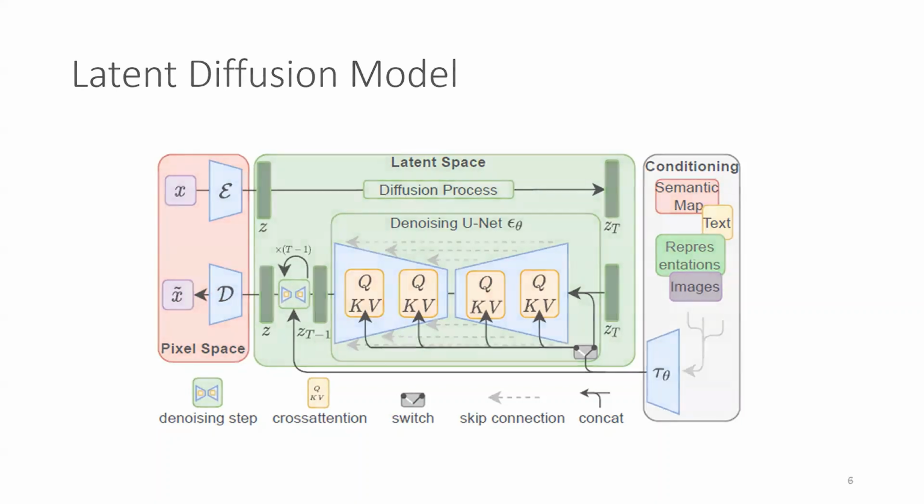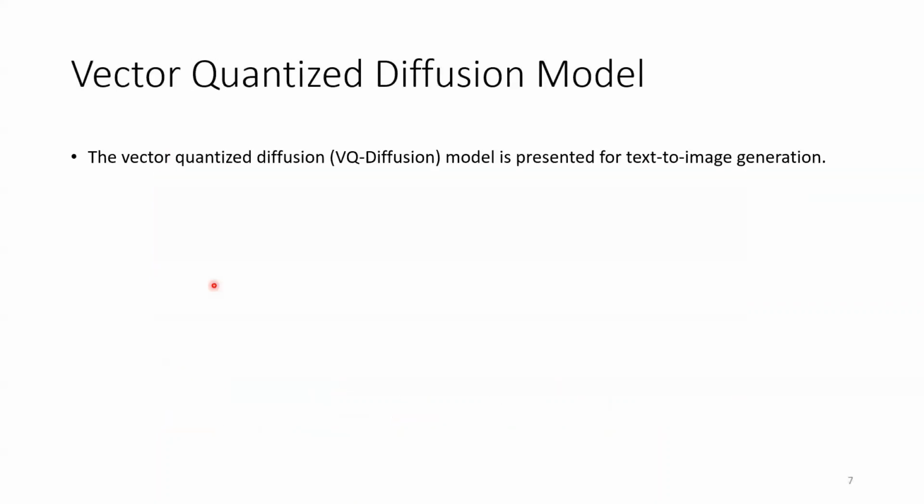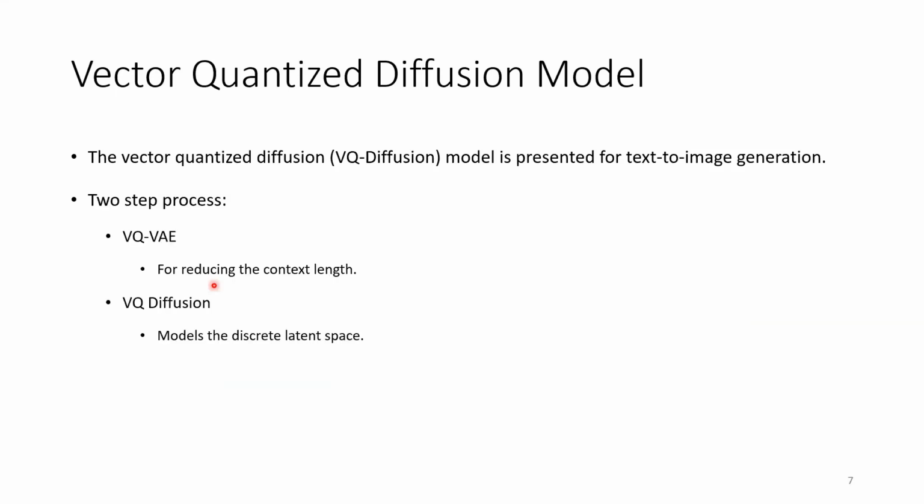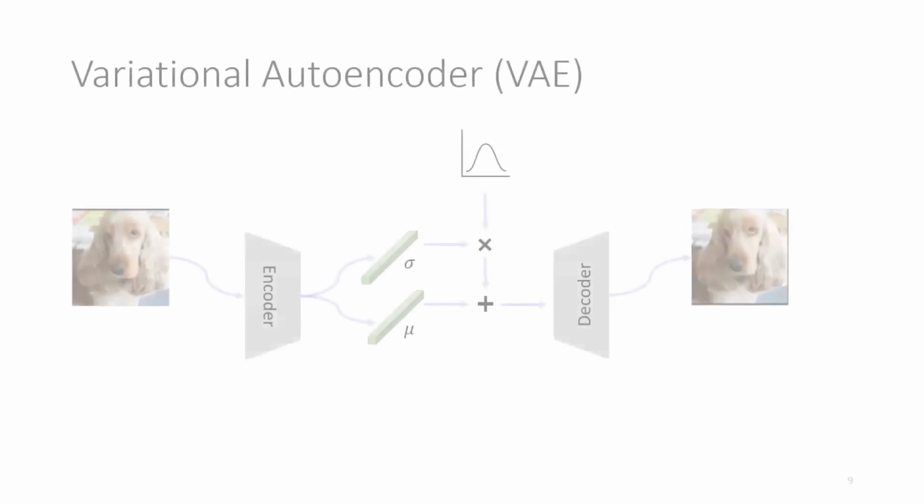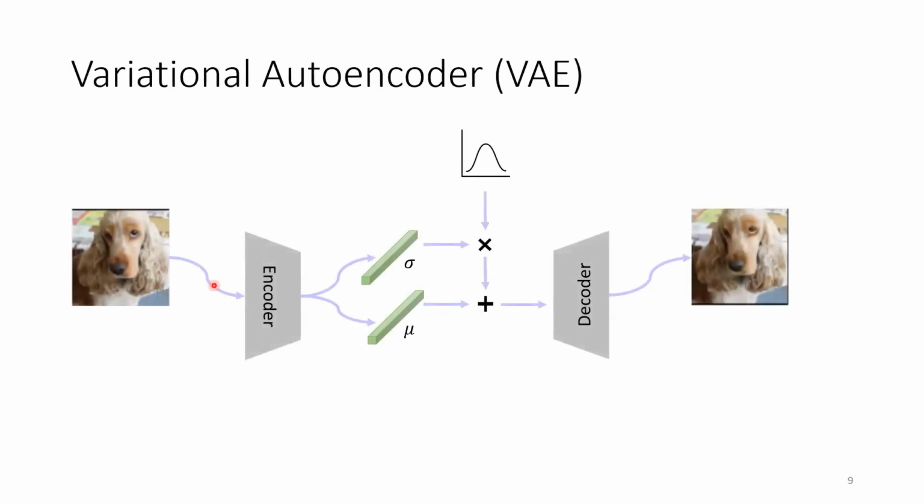Similar to this idea, we come to the VQ diffusion model, where the model is presented for text-to-image generation using two steps, which are VQ-VAE and the VQ diffusion. VQ-VAE is used for reducing the context length, and the VQ diffusion models the discrete latent space. Let's discuss the variational autoencoder further.